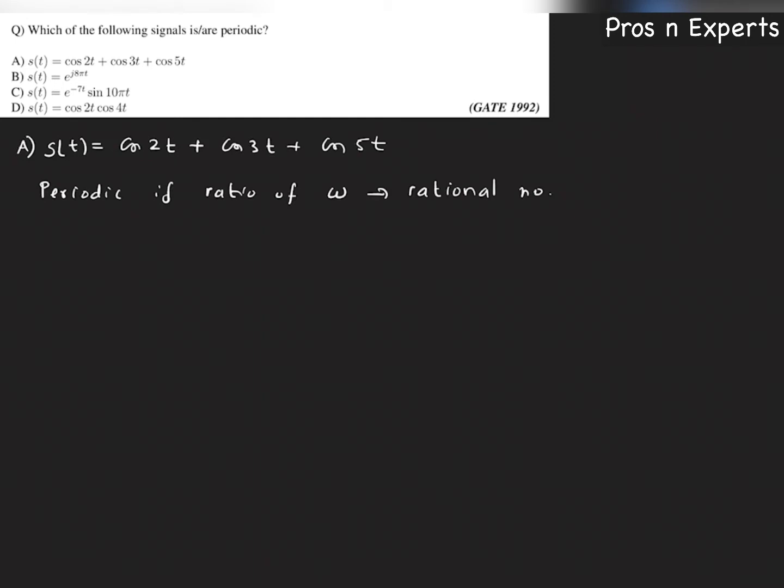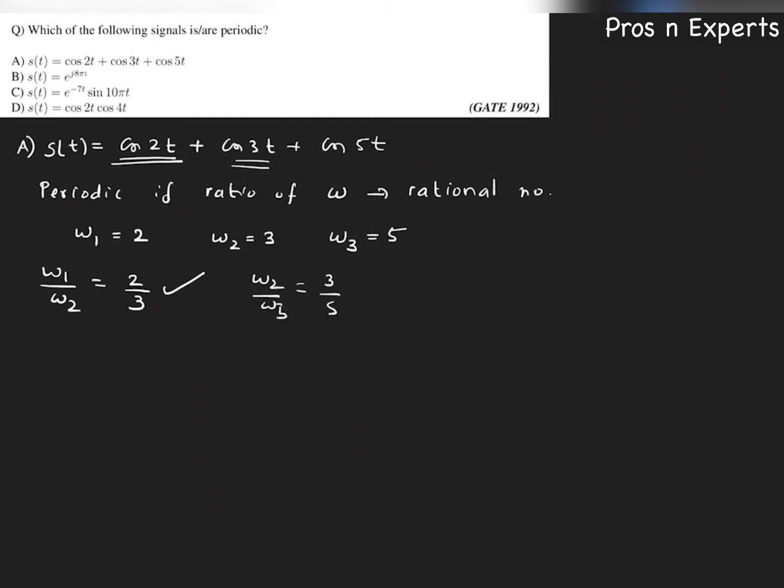Let's check that. In the first term, omega 1 equal to 2. The second sinusoid, omega 2 equal to 3. In the third one, omega 3 equal to 5. Now omega 1 by omega 2 equal to 2 by 3. It is perfectly rational. Omega 2 by omega 3 equal to 3 by 5, which is also rational. Omega 1 by omega 3 equal to 2 by 5, that's also rational. So definitely S of t is periodic.